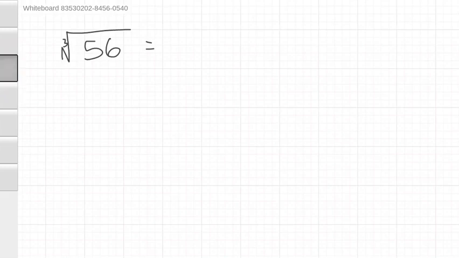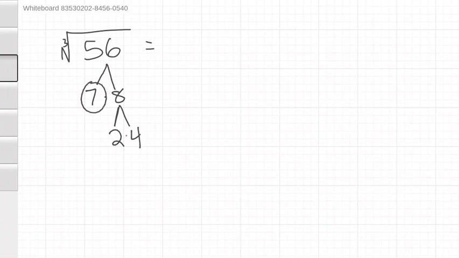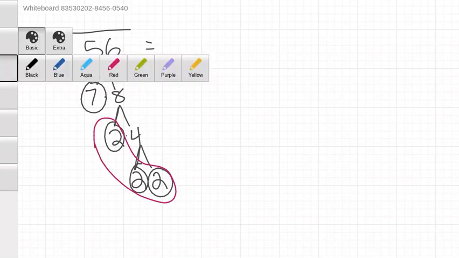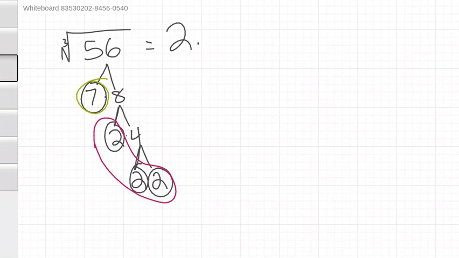56 can be broken down into 7 and 8. And 8 can be broken down into 2 and 4. 7 and 2 are our prime numbers so far, and 4 can be broken down into 2 and 2. Or again, 2 is our prime number. So now we need to find groups of 3, which is just 2, and 7 left alone. So it would be 2, 7, and then we'd add our index.